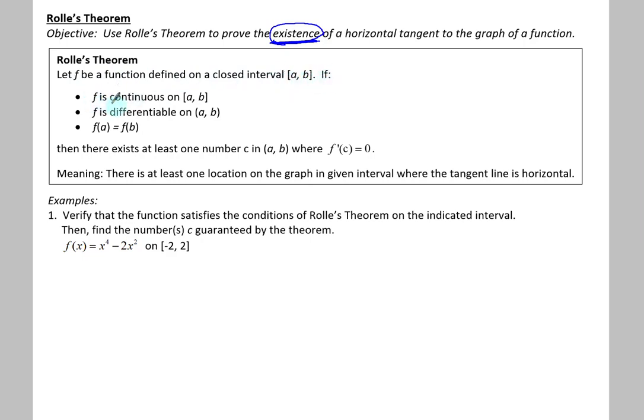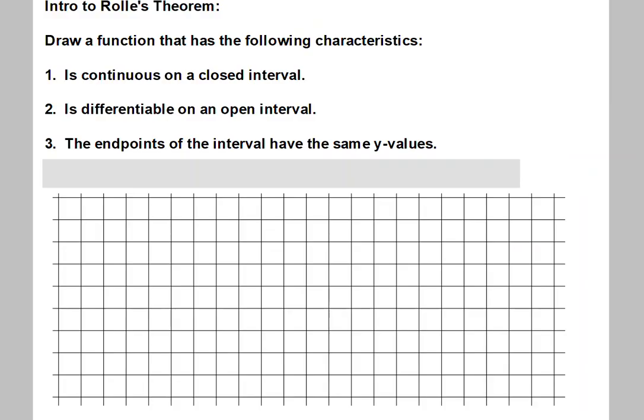If f is continuous on that closed interval a to b, f is differentiable on that open interval a to b, and f of a equals f of b, then there exists at least one number c in the interval a to b where f prime of c equals 0. Meaning there is at least one location on the graph in the given interval where the tangent line is horizontal. Now let's take a moment to explore this.